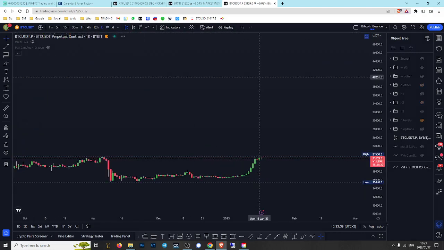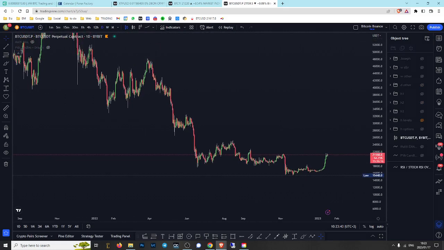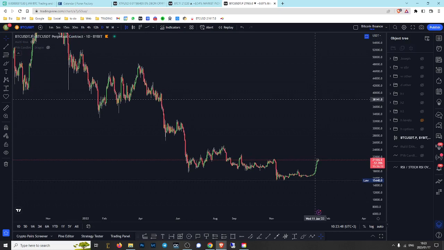Then I went to the daily chart, and I turned everything off so that you don't get influenced by what has come before, and just look at it at this time frame on its own.